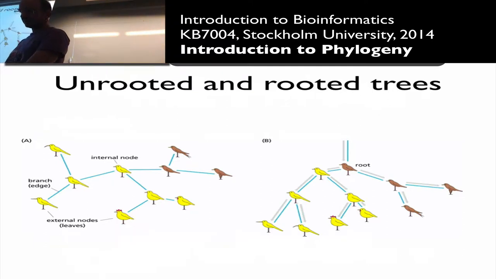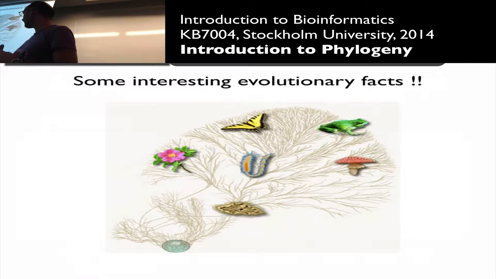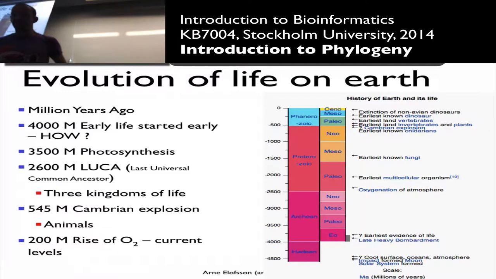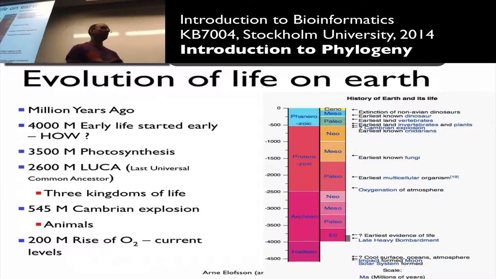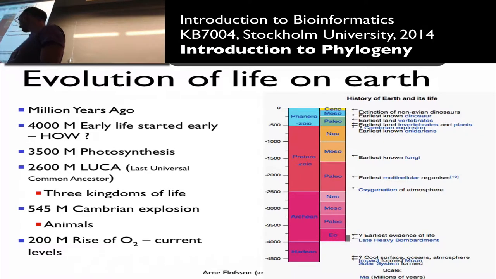Okay, so let's start with some trees, the evolutionary facts that we should have in the back of our mind. This is a tree of life. There's a frog here, a mushroom here, some things here. As I said, there are three major kingdoms here. But the basic facts are: life started maybe 4 billion years ago, so quite early in Earth's history. Earth is not more than maybe 4.5 to 5 billion years old, and this is basically the ocean floor. So it didn't take a long time to get some kind of early life.